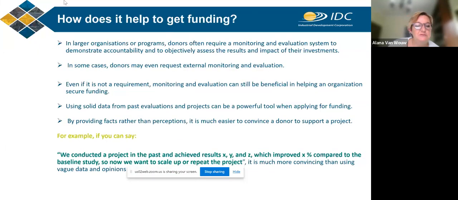Okay, so if you walk into a boardroom and you're presenting your company and your project, if you can actually sit down and say, over the past year, we have achieved X, Y, and Z, which has increased compared to the baseline study, and now we're repeating the project, or we're upscaling the project, or we've learned from lessons learned.